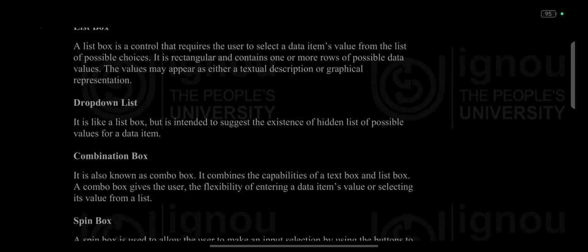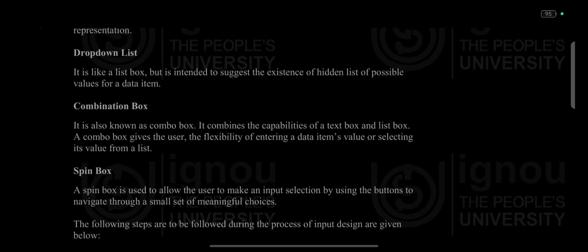Drop down list. It is like a list box but is intended to suggest the existence of a hidden list of possible values for a data item. Combination box. It is also known as a combo box. It combines the capabilities of a text box and list box. A combo box gives the user the flexibility of entering a data item's value or selecting its value from a list. Spin box.